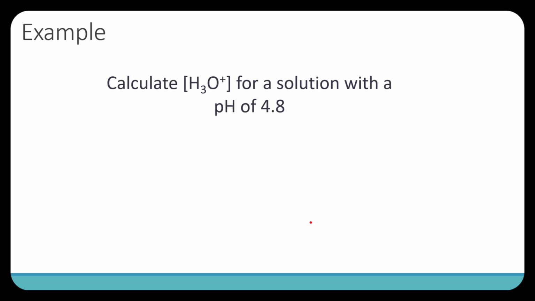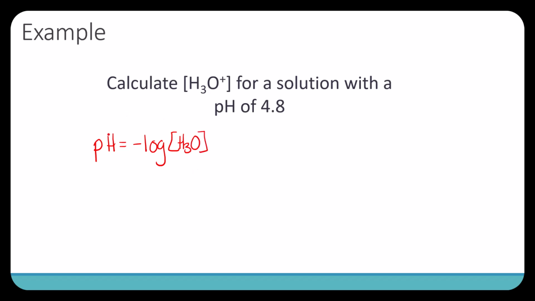Let's take a look at this example. So this is kind of the inverse, right? So up until this point, I'd given you the hydronium concentration or some way to determine the hydronium concentration. Solve for pH. Now we're given pH and asked to solve for the hydronium concentration. So what do we know? We know pH equals negative log of hydronium.